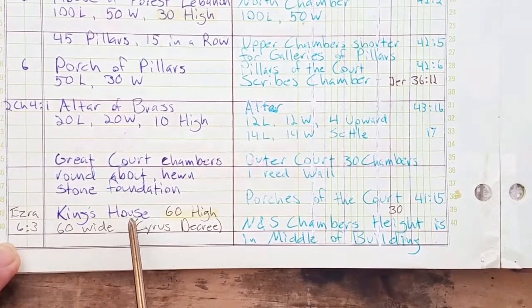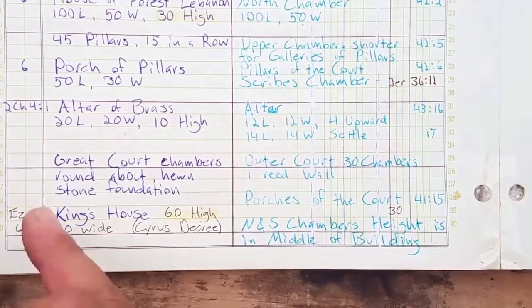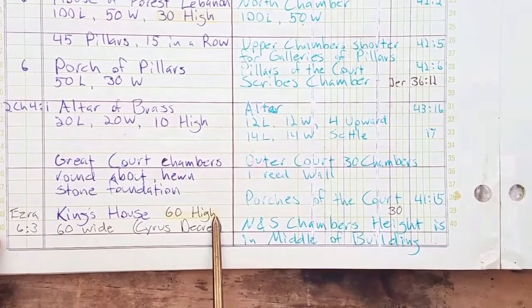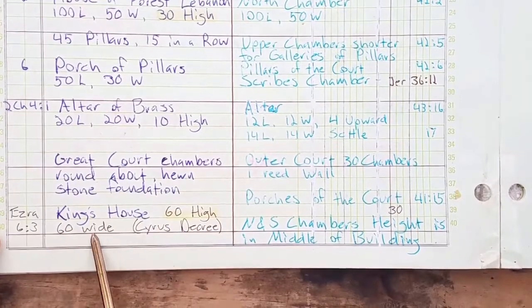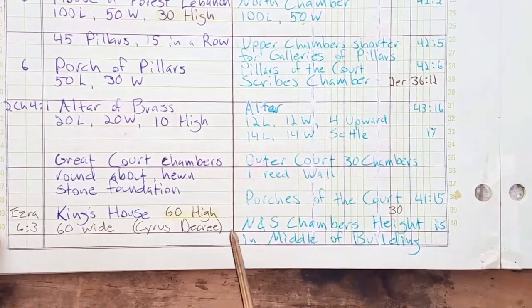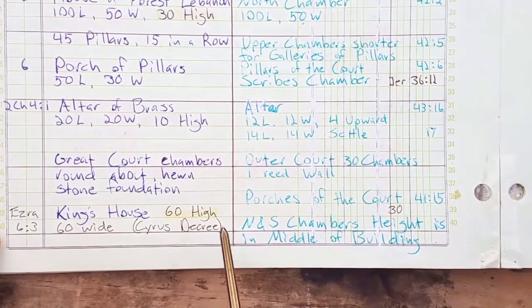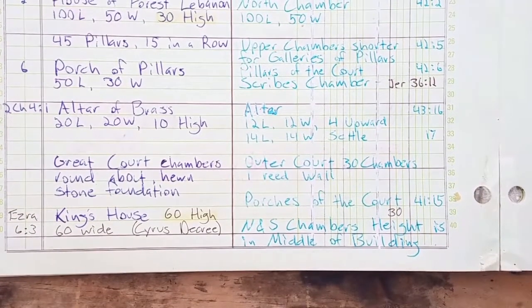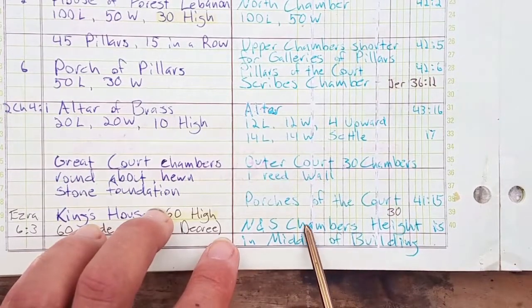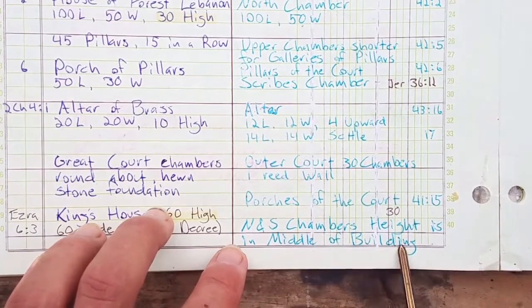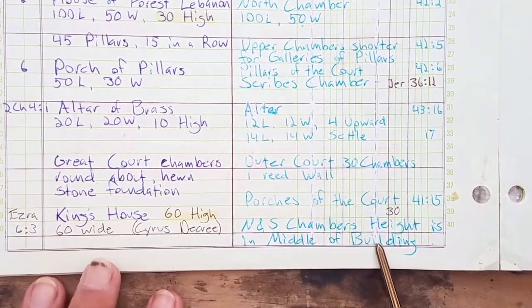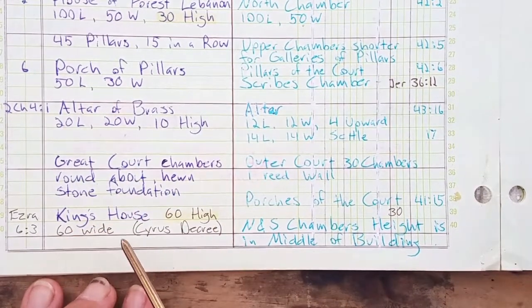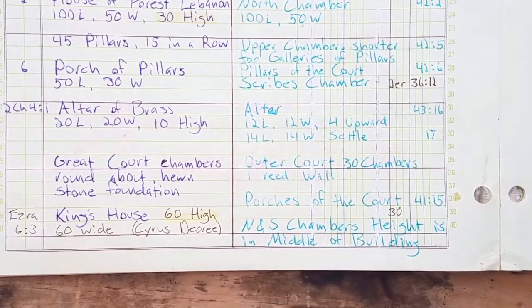It says build the house. It doesn't say temple, it says house. It is 60 cubits high and 60 cubits wide. So again, we apply this height to the king's house, because it tells us the north and south chambers' height is in the middle of the building. So Ezekiel calls it the building. We're calling it the king's house, and that is the house that the king resides in.